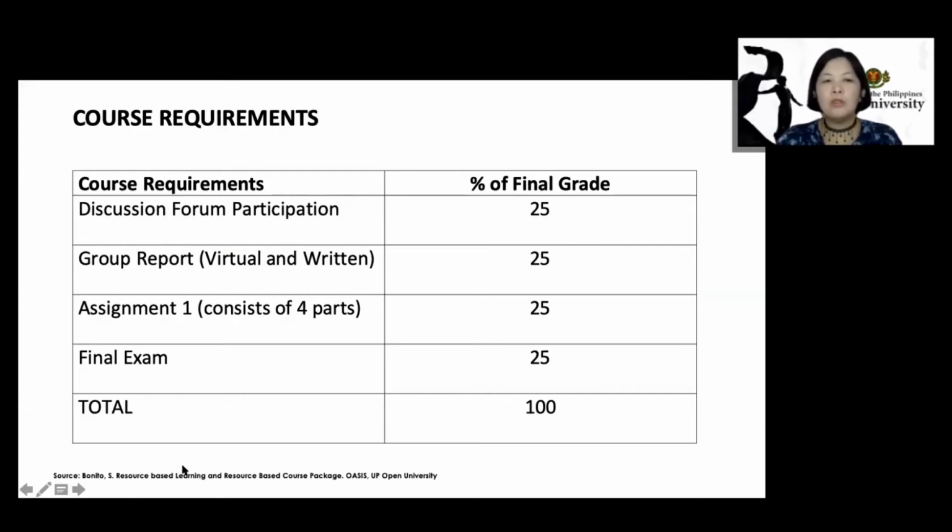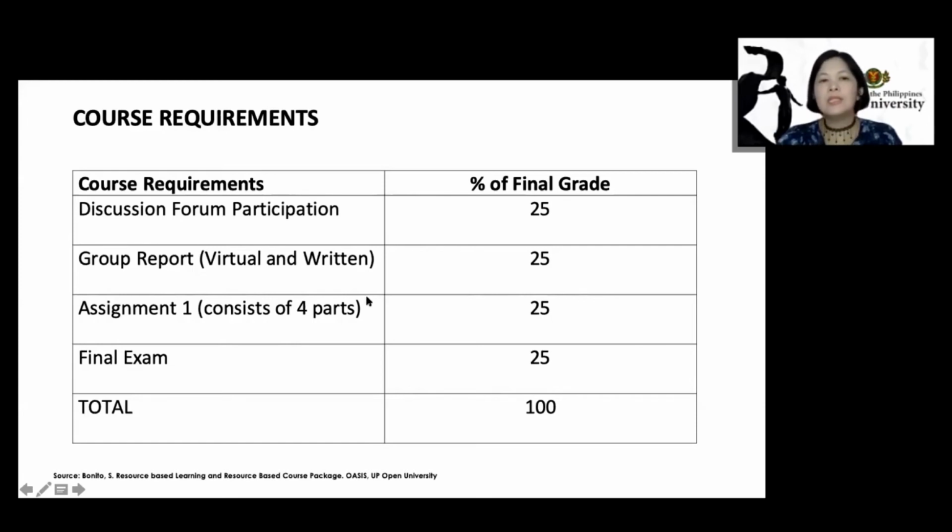So discussion forum participation is required. So it's actually 25% of the grade. A group report, this is a collaborative activity, is 25% of the grade. Then I have one major assignment, but it consists of 4 parts, which actually build into one big research paper, is 25% of their final grade, and the final exam is 25% of their final grade. So this should be included in your course guide.